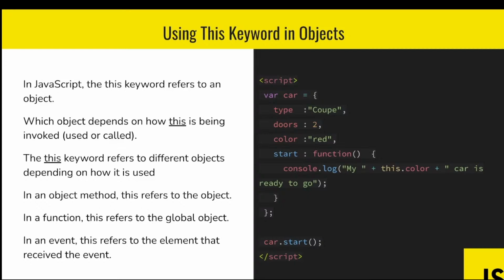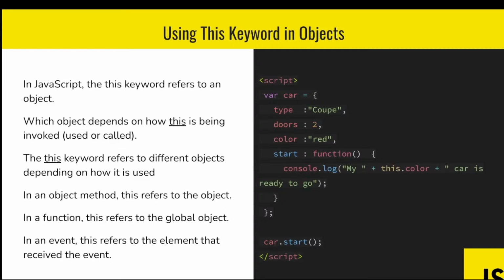So the system will now know that the this you are talking about is itself, and then it will assign the value it's supposed to be, and you execute it. If you put this in your console log, it will say my red car is ready to go. That's what it will say, because you have red in color. That's using this in this light.